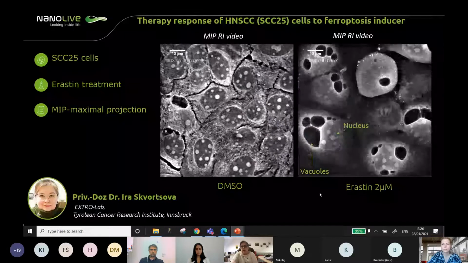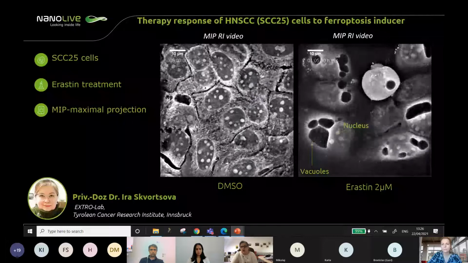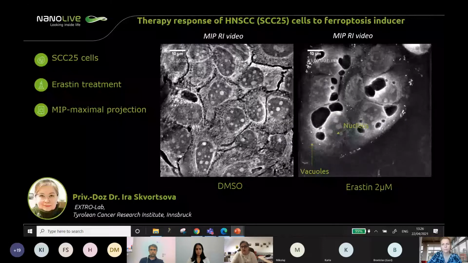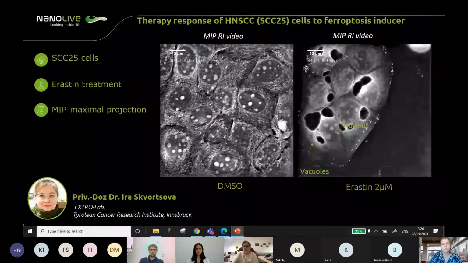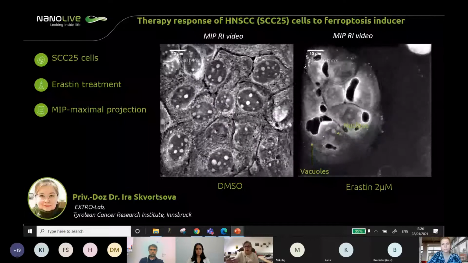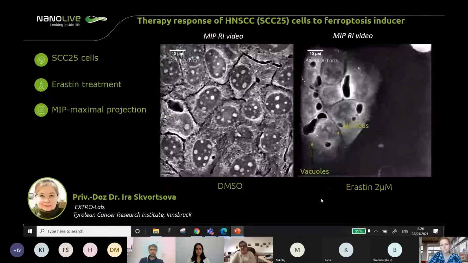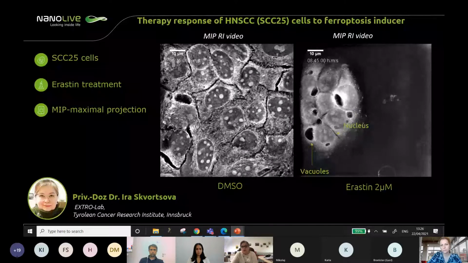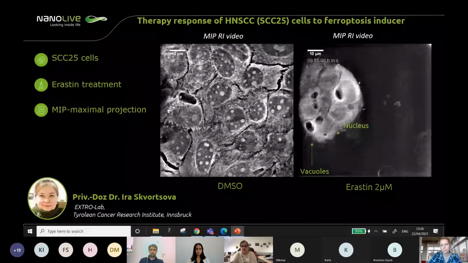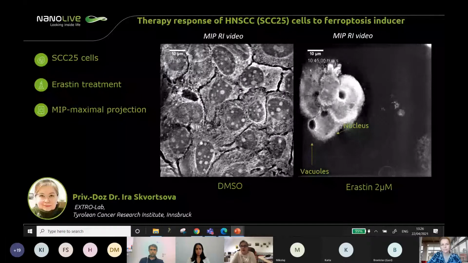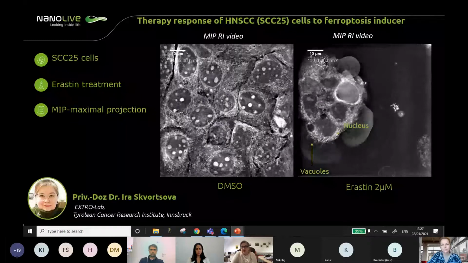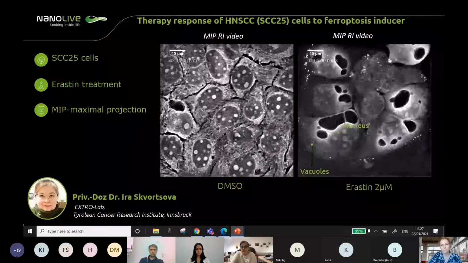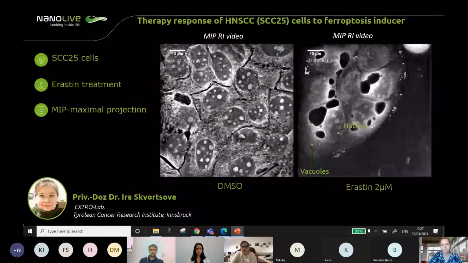What is also important, probably it participates in the cell-cell communication, and they provide an additional signal for other cells that they should die or they should survive. We have to work further on it, but finally you can see the development of cell death in the Erastin-treated cells. Next.